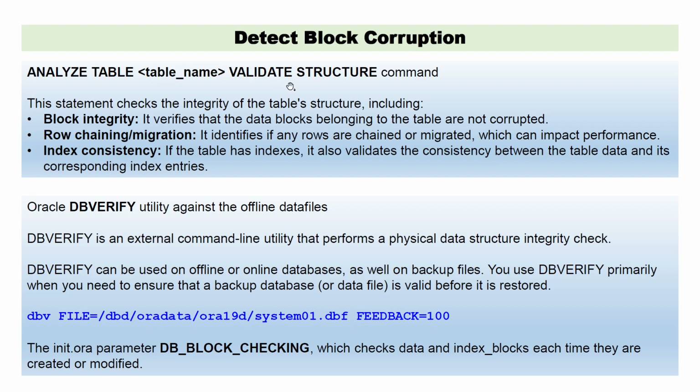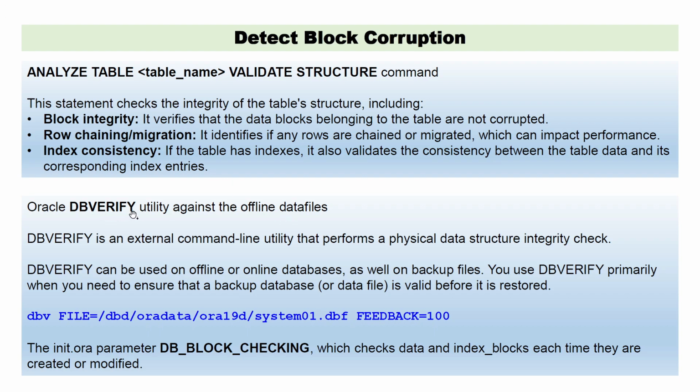So the analyze table validate structure command checks the block integrity. You can check if the data blocks belonging to a table are not corrupted. It will also check if there is row chaining or migration. Basically, this is a performance concept and I don't want to get into it, but if some rows are not on the same pages, and they have been migrated to other pages, then that becomes migration or chaining, which can impact the performance. It can also check the index consistency. If the table has indexes, it also validates the consistency between the table data and its corresponding index entries.